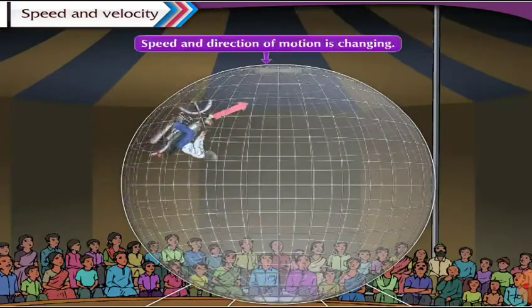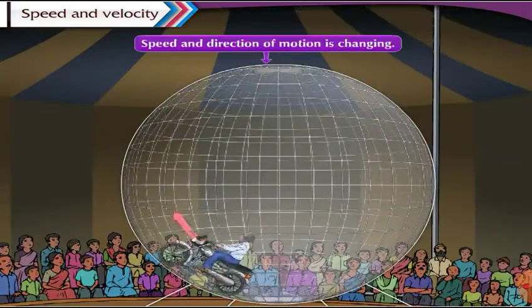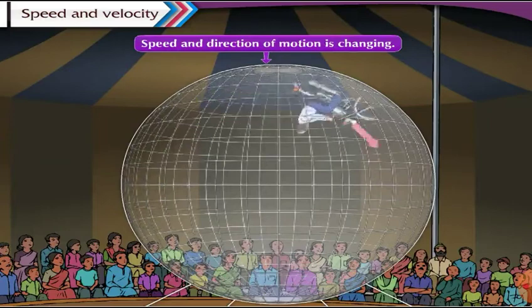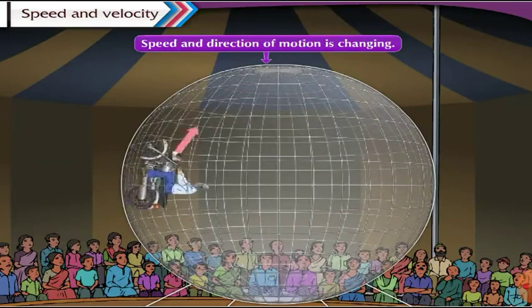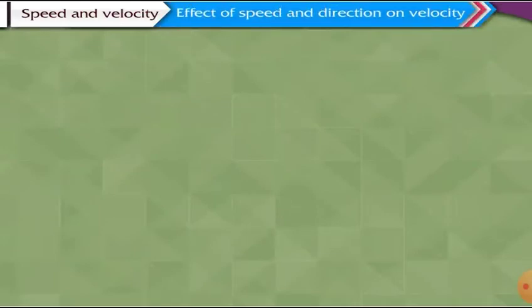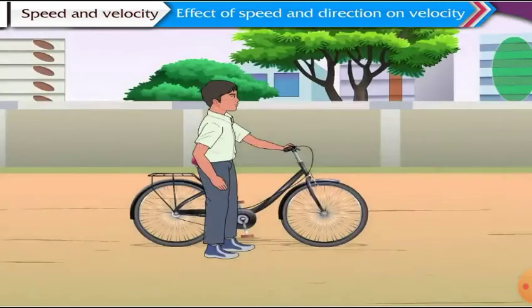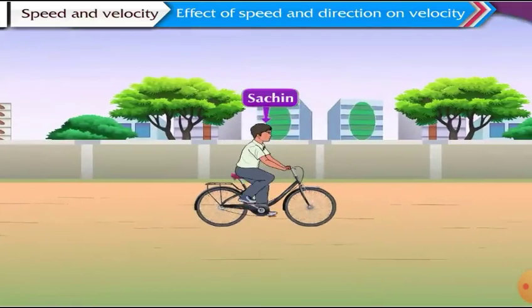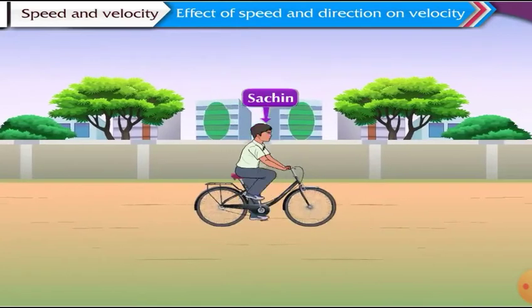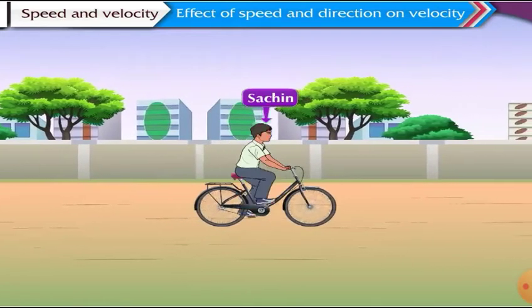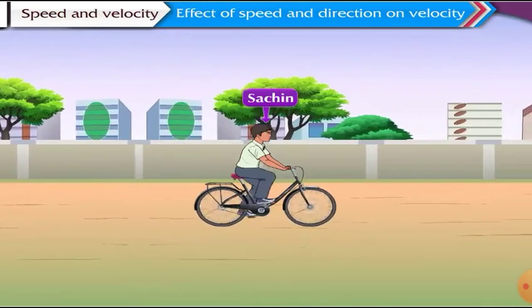After understanding about speed and velocity, let us now study the effect of speed and direction on velocity. Effect of speed and direction on velocity. Let us study the effect of speed and direction on velocity with the help of an example. Sachin is traveling on a cycle. Let us see what happens during his ride at certain points.